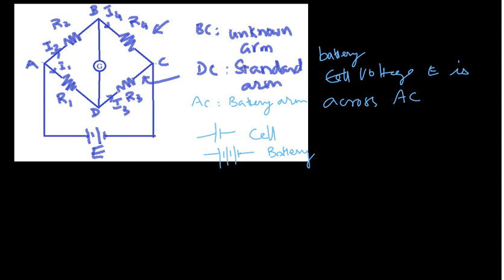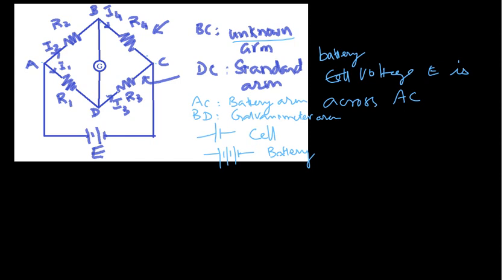And between the other diagonal BD, we have connected the galvanometer. Therefore BD is called the galvanometer arm. And now we have BC and DC. BC is a place where we connect the unknown resistance. Here you will be putting that appliance whose resistance we have to find. So this is called the unknown arm, and DC is called the standard arm.